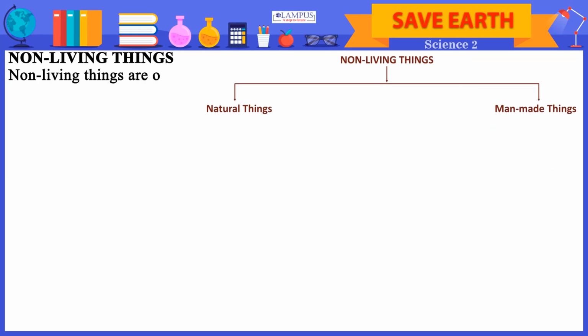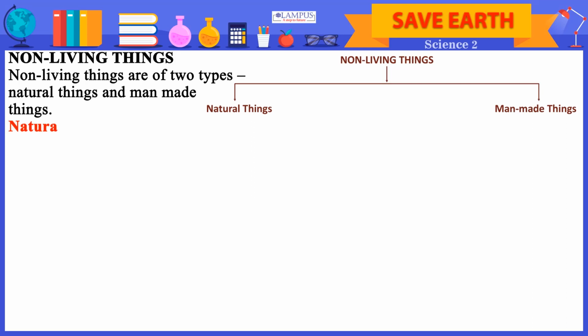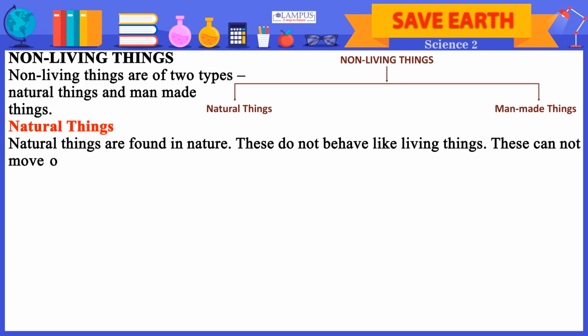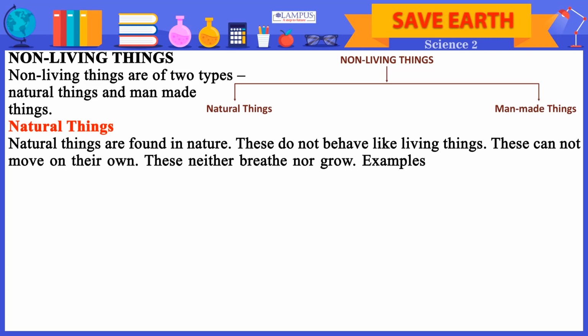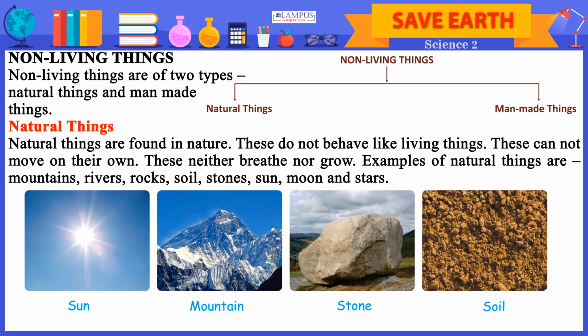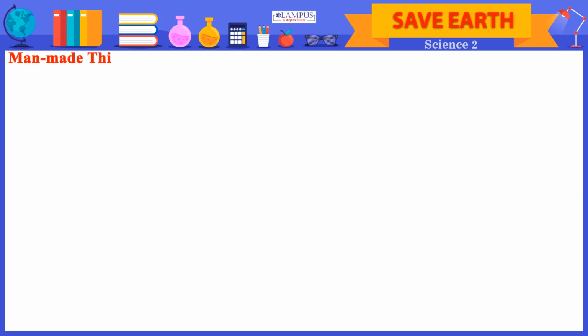Non-living things are of two types: natural things and man-made things. Natural things are found in nature. These do not behave like living things. These cannot move on their own. These neither breathe nor grow. Examples of natural things are mountains, rivers, rocks, soil, stones, sun, moon and stars. Sun, mountain, stone, soil.